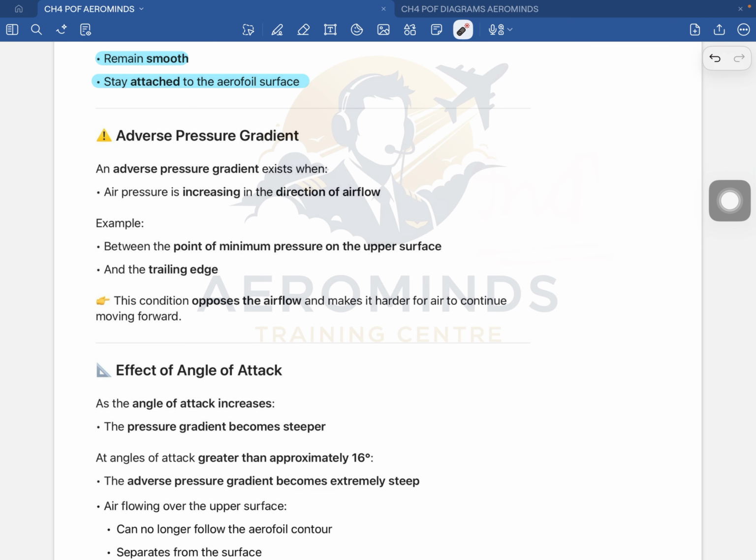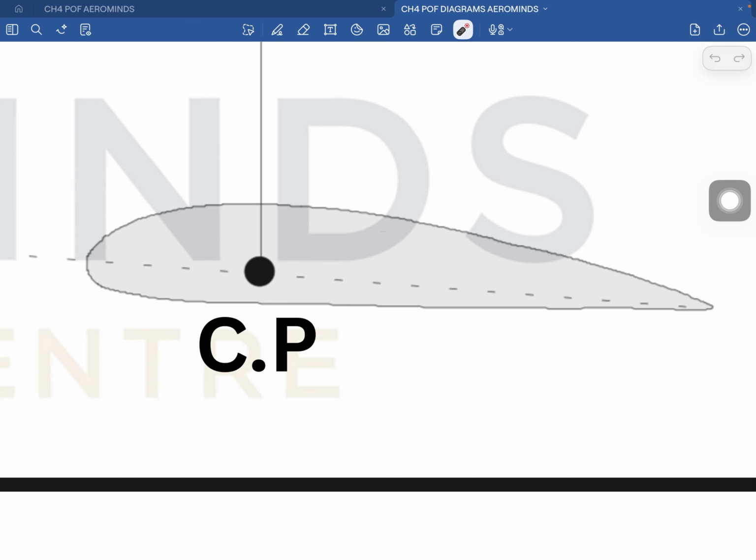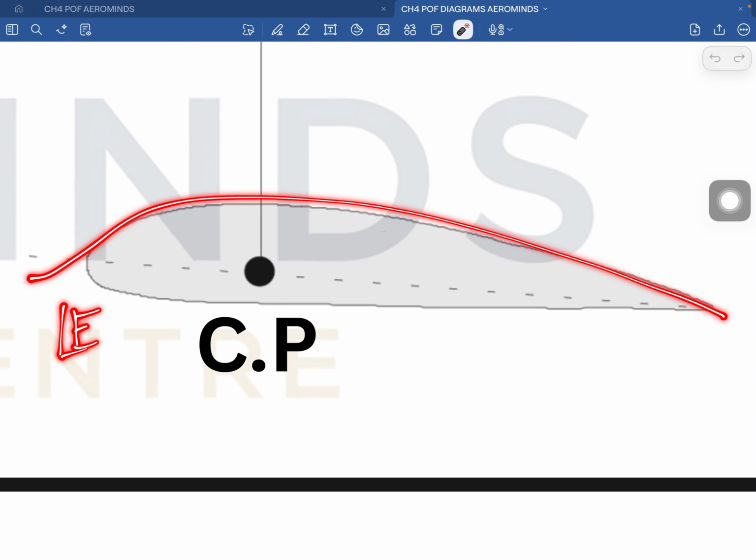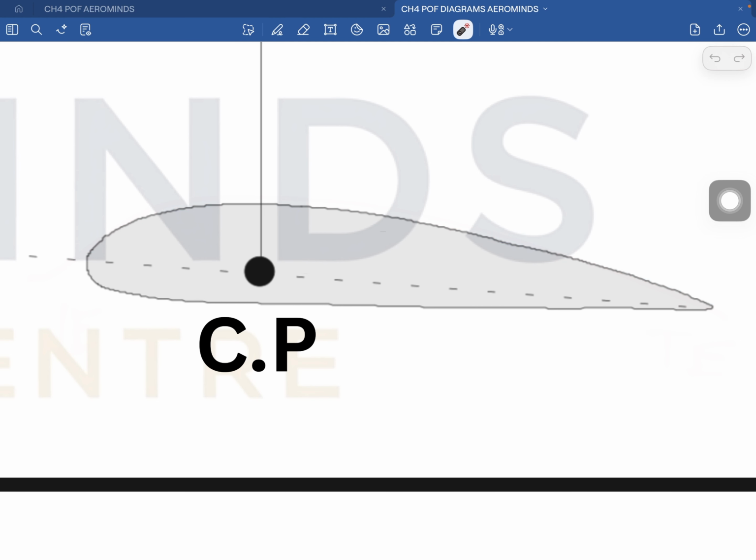Again, imagine air moving from leading edge to trailing edge. Air is moving from here to here, from leading edge to trailing edge. And if, as it moves forward, the pressure starts increasing, then the air is now trying to go from a lower pressure region to a higher pressure region. That is not natural for the air. It is like you are trying to walk uphill instead of downhill.